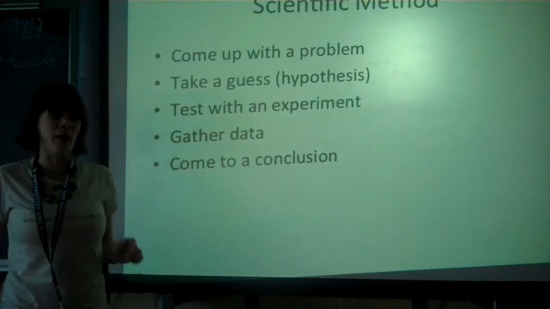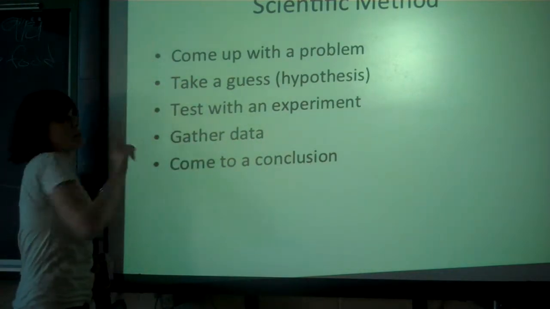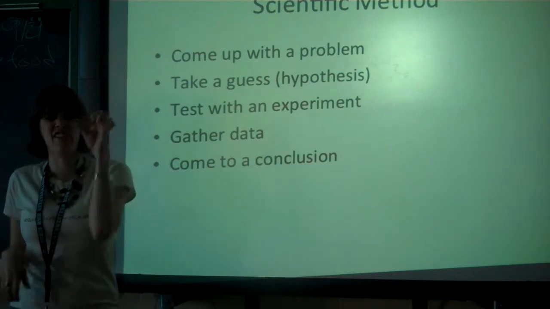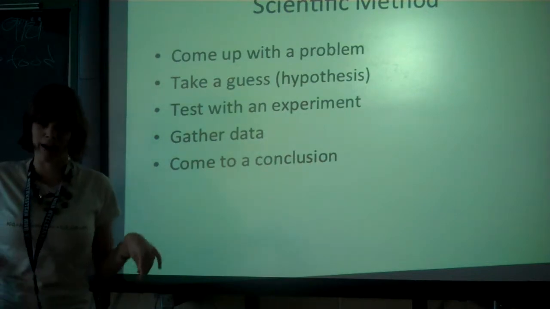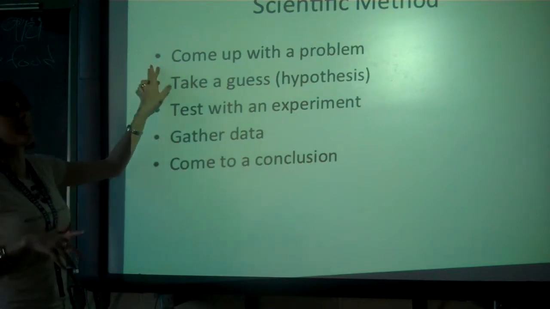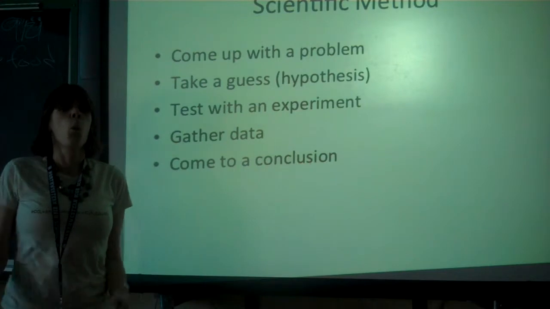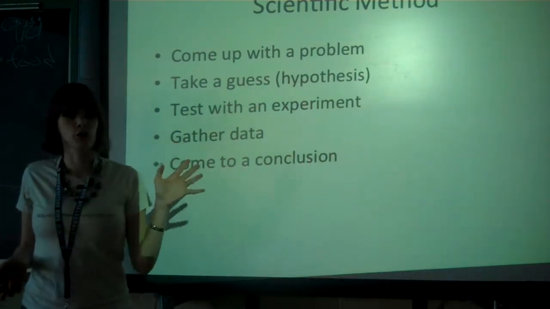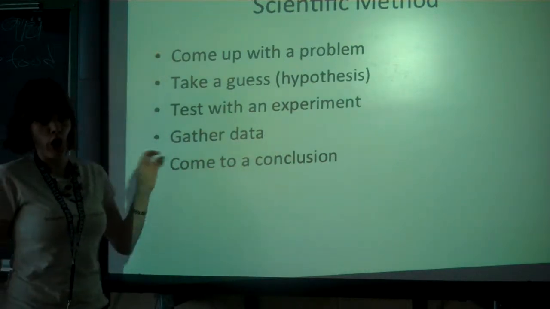So let's start out with the scientific method. You are a scientist, so you have to come up with a problem. This is a specific and answerable scientific question. You want to get very, very specific. You're then going to take a guess as to what you think the answer is going to be. That's your hypothesis. Now you need to figure out what the answer is. For real, you do an experiment. Once you've done your experiment, you gather data, which you might put into a chart or graph, and then you come to a conclusion, whether you were right or whether you were wrong.